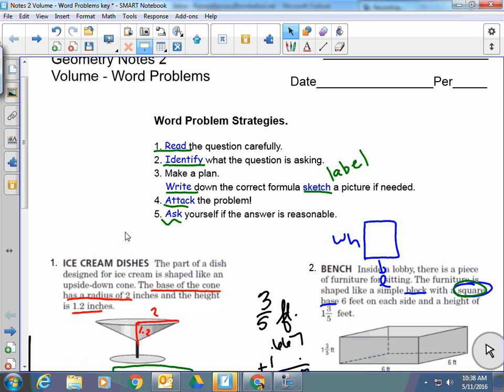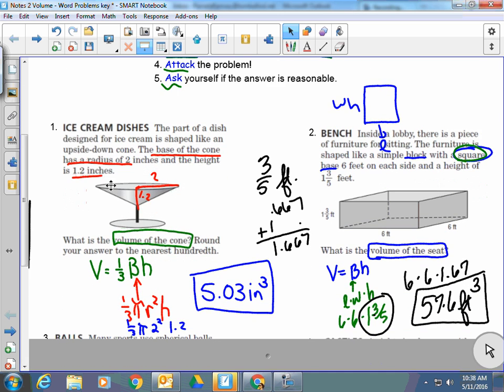Sorry. So we have the problem strategy that I just talked about. We have the ice cream. So the area of the base is pi r squared. The height is the 1.2. Your radius, it was the 2 inches. So you got 5.03 inches cubed. Remember, it's cubed whenever we're talking about volume. On the second one, it was a rectangular prism.